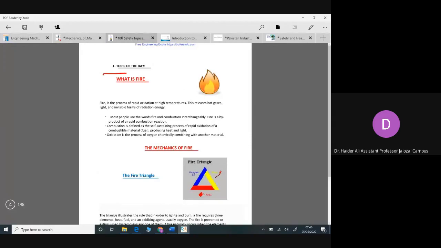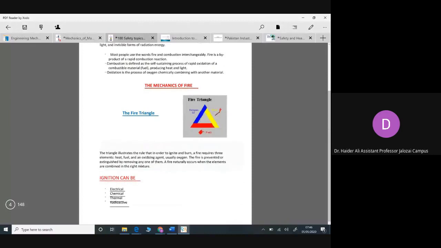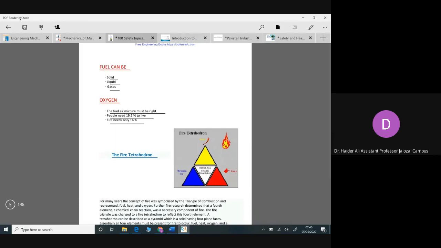So what is a fire is not just saying, oh, what is a fire? It's also talking about the mechanics of fire, the fire triangle. It's oxygen, fuel, and heat, and that causes fire. But ignition can be electrical, chemical, thermal, or radioactive. Then the fuel can be solid, liquid, or gas. So does it mean that a solid fuel burns the same as a liquid fuel? A liquid fuel burns the same as a gaseous fuel?